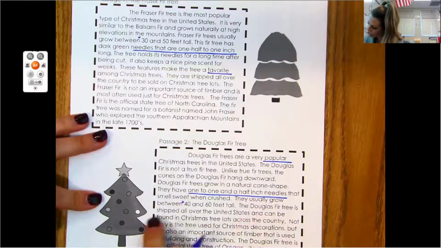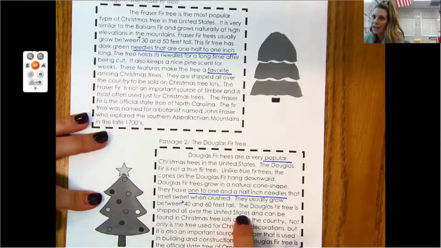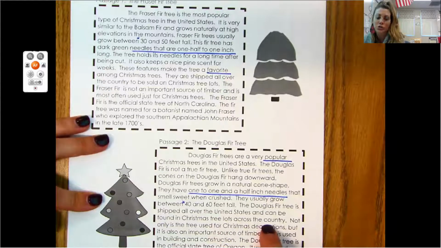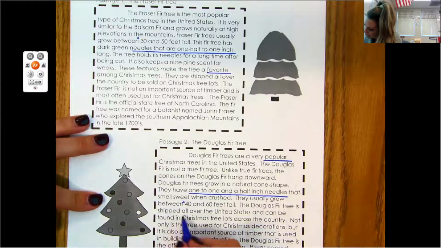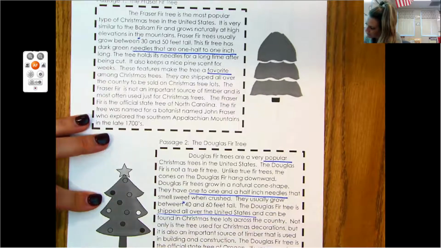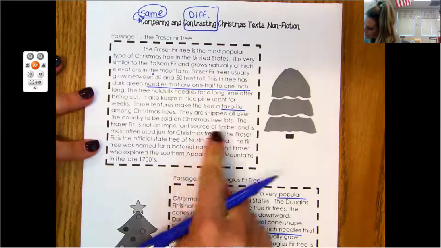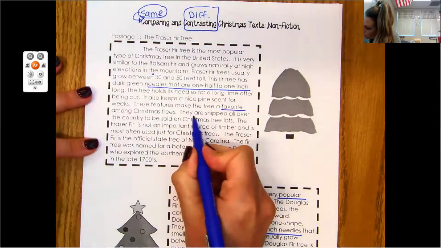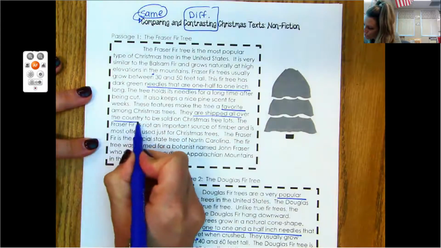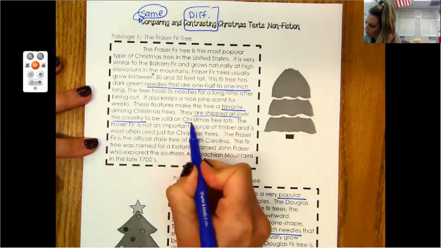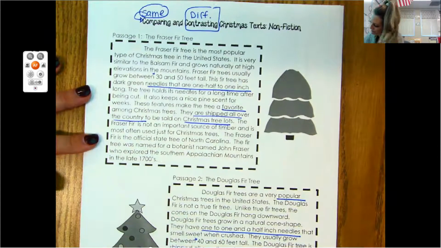The Douglas fir tree is shipped all over the United States. Is that a similarity? And can be found in Christmas tree lots across the country. Yes. Shipped all over the United States, found in Christmas tree lots across the country. Okay, where was it up here? Let's see. They are shipped all over the country, and they're also in Christmas tree lots, right?